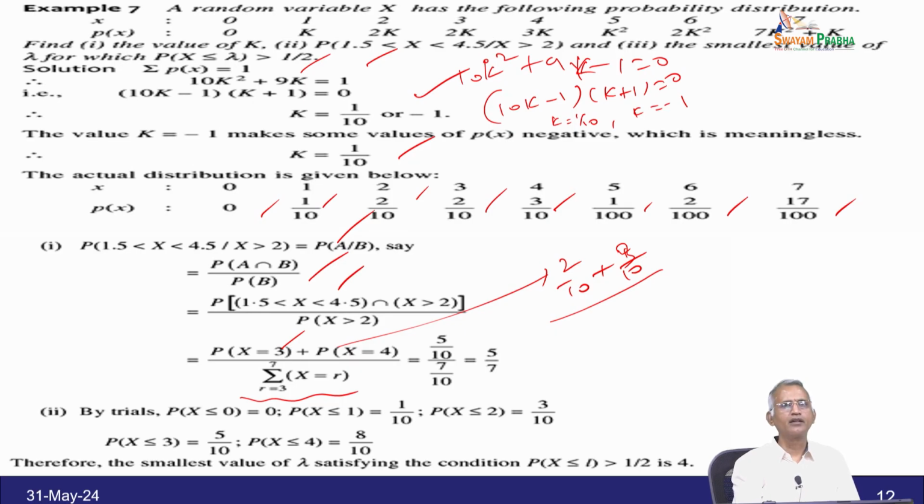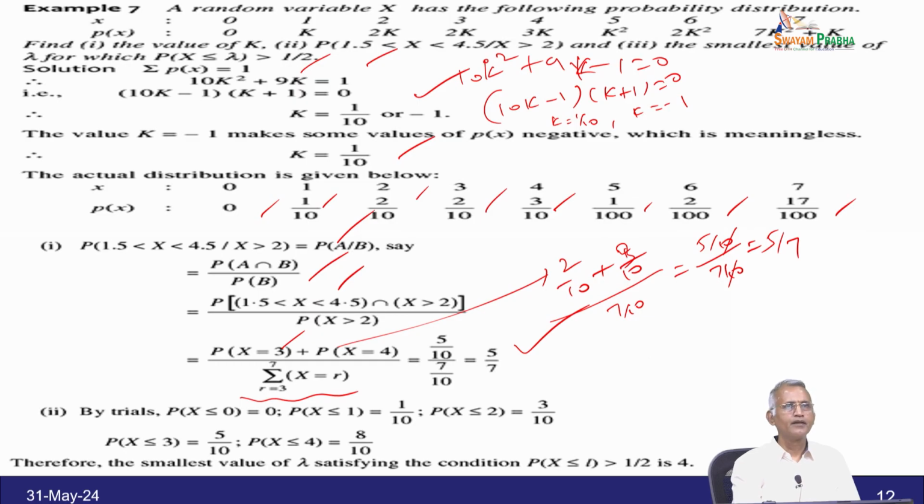to 3 to 7, that is 2 by 10 plus 3 by 10 plus 1 by 100 plus 2 by 100 plus 17 by 100. So, we have 7 by 10. So, the numerator is 5 by 10, the denominator is 7 by 10. So, the value is 5 by 7. So, this way we can calculate the value that lies between 1.5 to 4.5 given that x is greater than 2.